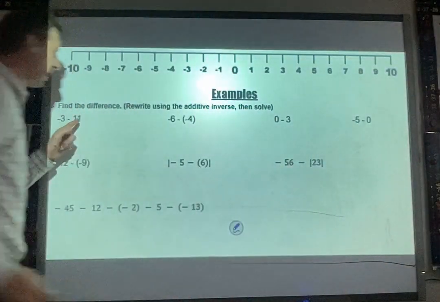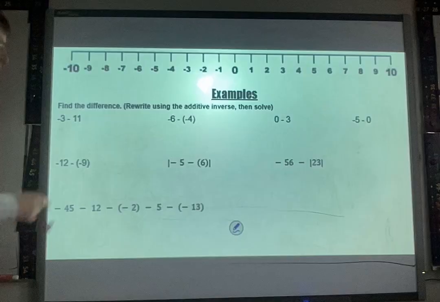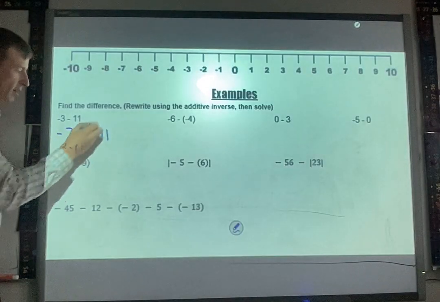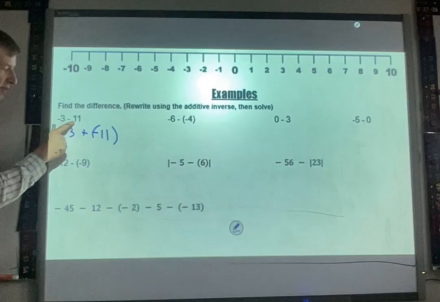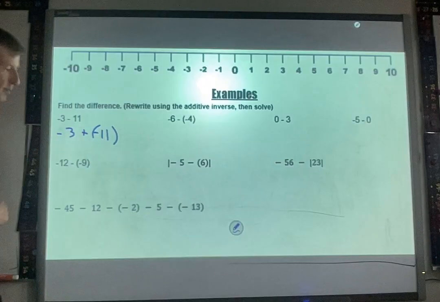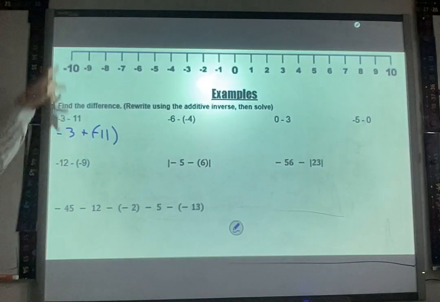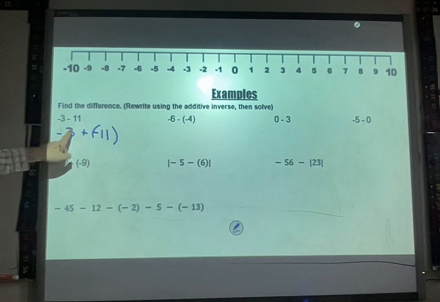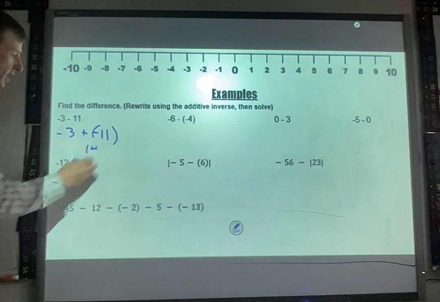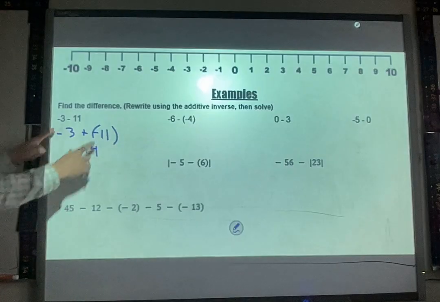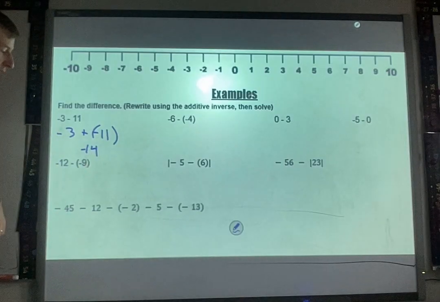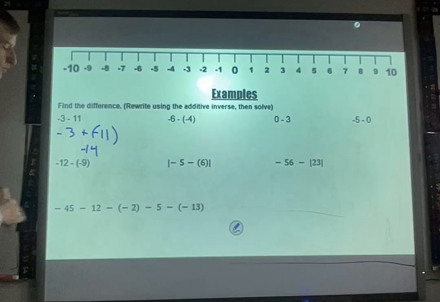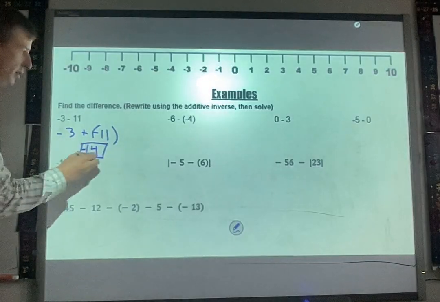So negative 3 minus 11, we are going to change that to negative 3 plus negative 11. So minus 11 is the same as plus negative 11. And now we know what to do. According to my chart on the top, I have the same sign. If I have the same sign, then I add the numbers. 3 plus 11 is 14. And keep the sign of the numbers. Since they're both negative, my answer is negative. So 3 plus 11 is 14. They're both negative, so it's a negative answer. All right, so negative 14 on that one.